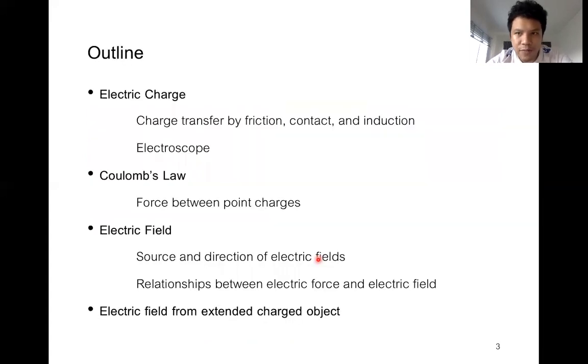So the outline for today's lecture is about electric charge, Coulomb's law, electric field, and electric field from the big object. Okay, so today we are going to talk about the theory, and we are going to go through the detail in the examples for all the calculations in the live class.